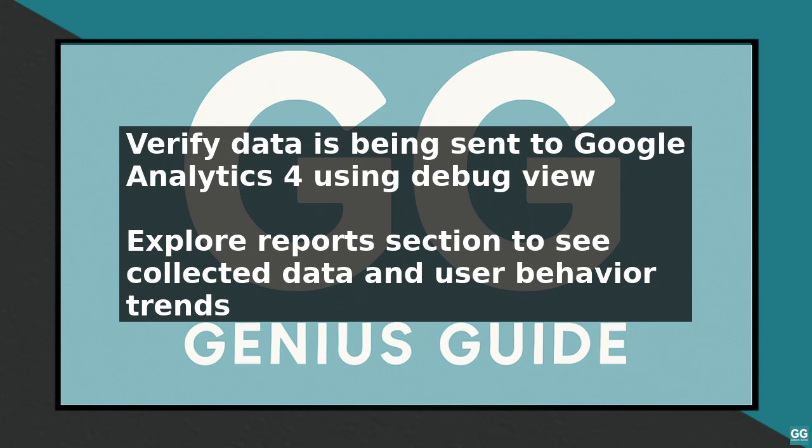Best practices for tracking Google Analytics 4 setup include ensuring that the tracking code is installed correctly, verifying that data is being sent to Google Analytics 4, and regularly checking the reports to gain insights into user behavior. By following these steps and best practices, you can effectively track your Google Analytics 4 setup and use the data to improve your marketing strategy.